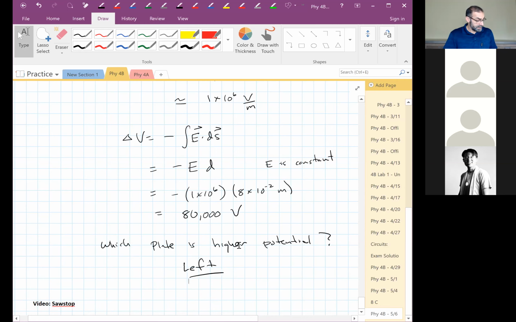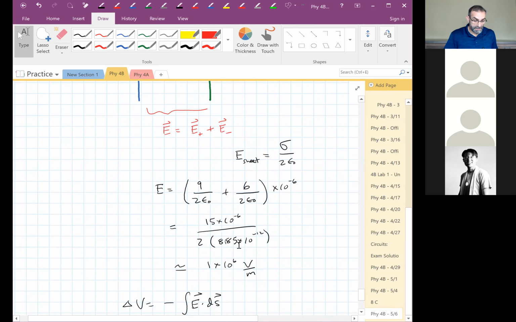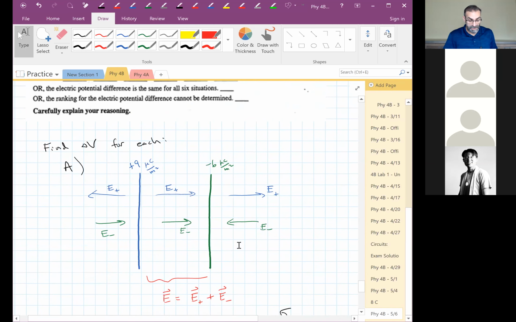The left plate. Correct, because the electric field points to the right.